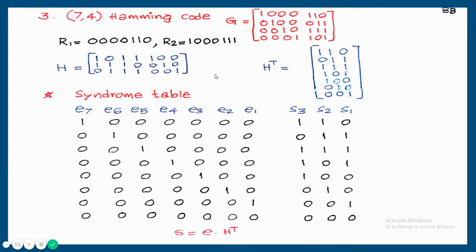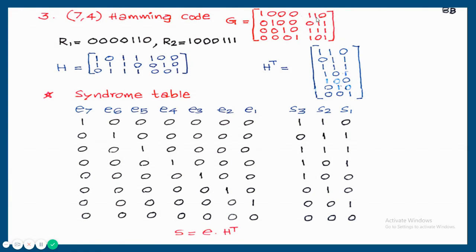Third example is the (7,4) Hamming code. The generator matrix is in I P format. It is written here. There are 2 received codes, R1 and R2. Step number 1, calculate the parity check matrix H. This is I P, so H should be P transpose I.